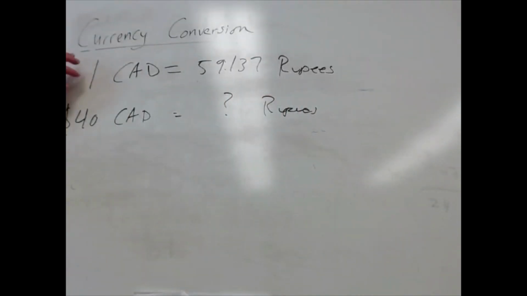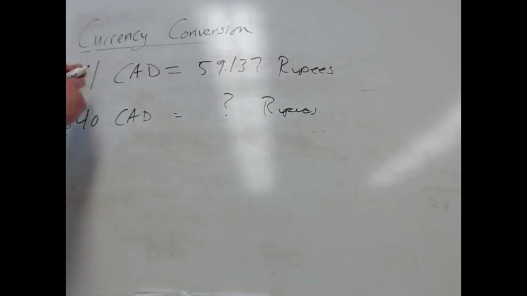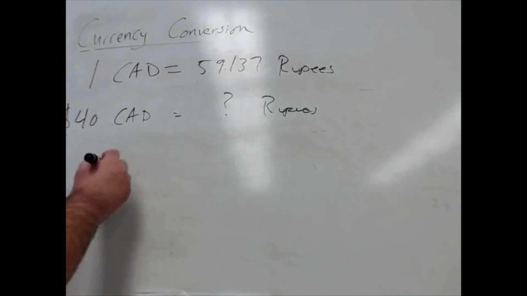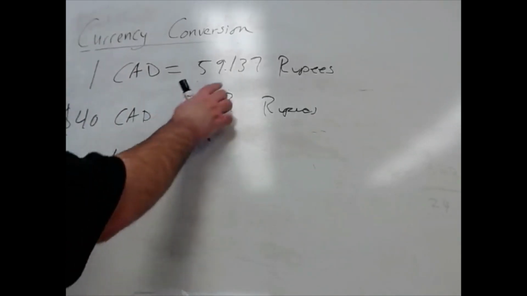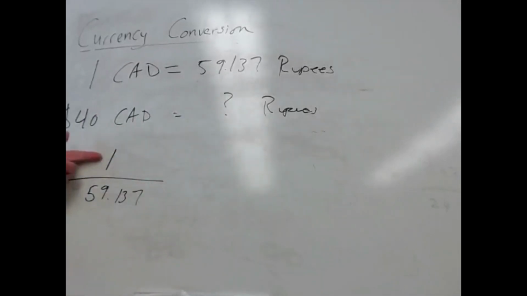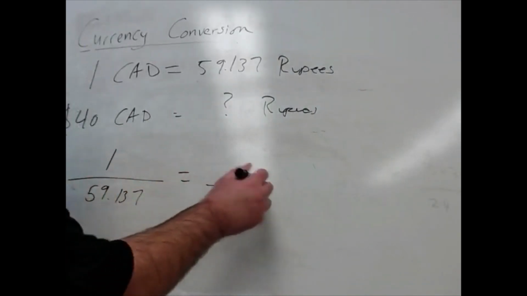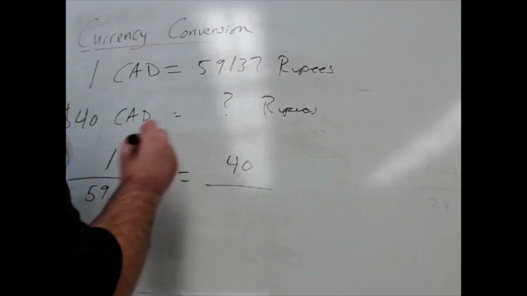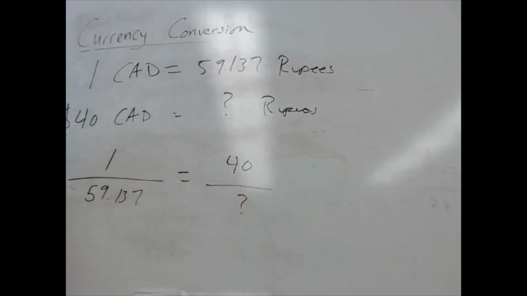So I'm going to take my conversion rate and write a fraction from it. I could put my Canadian on top again. So let's write this as 1 over 59.137. So I've got Canadian on top, rupees on bottom. In the other fraction, my Canadian needs to go on top again, which is my $40. So my Canadian on top and my rupees on the bottom. I'm finding out what that is, so actually we'll put X right there. And now cross multiply to find out what X is.